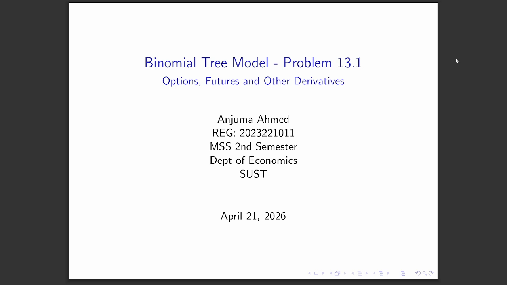Hello everyone. Today I will present problem 13.1 from the binomial tree model, which is a widely used method for pricing financial derivatives, especially options. This presentation is based on the well-known textbook Options, Futures, and Other Derivatives. The objective of this presentation is to determine the value of a European call option using the binomial tree approach.